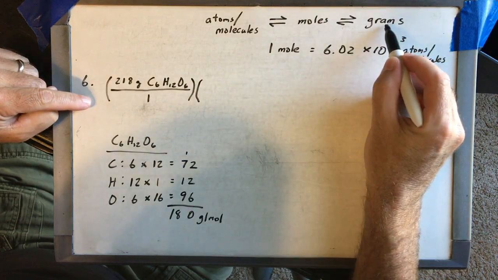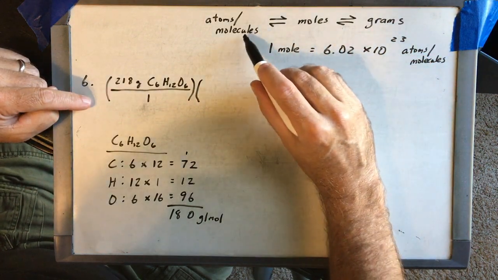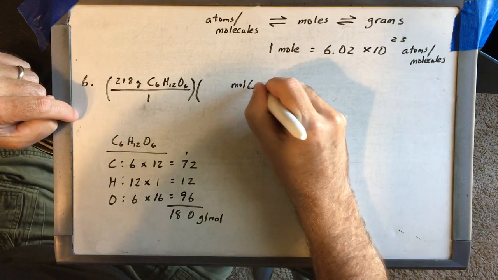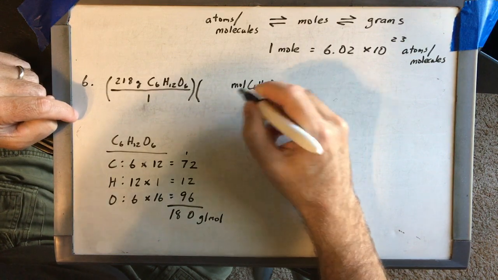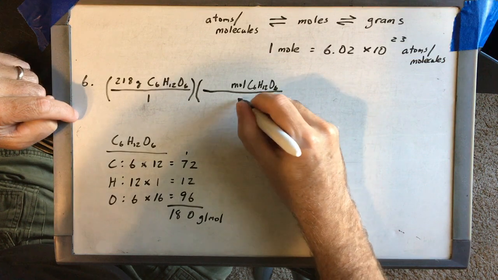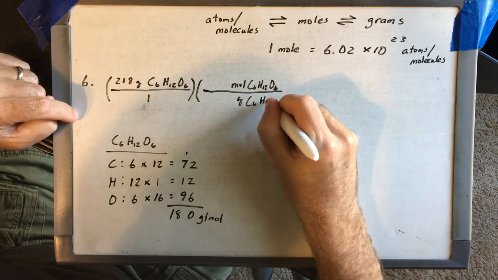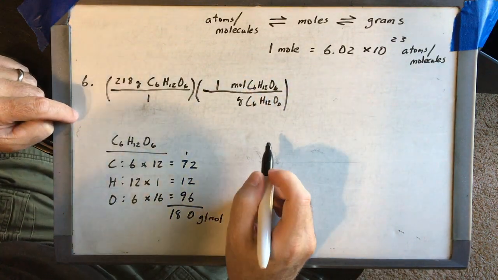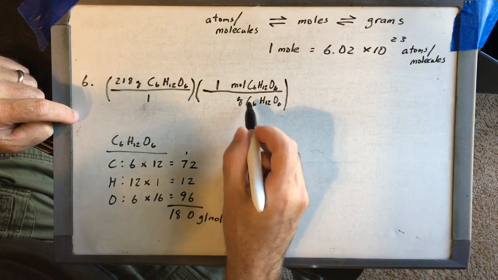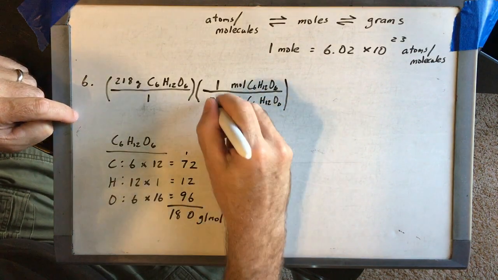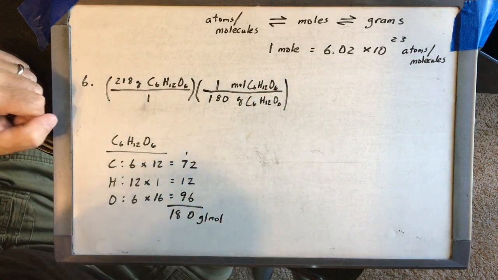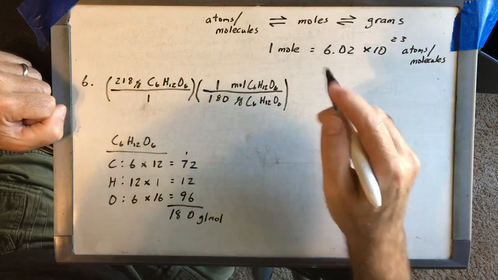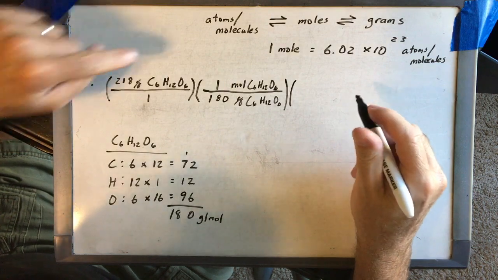All right, so we're going back to the problem. We are at grams. We need to go to moles first before we can go to molecules. So let's put moles of C6H12O6 on top. We're getting rid of grams of C6H12O6. The 1 always goes by the mole. How many grams of glucose is in 1 mole? Well, you just figured it out. It's 180. So now we are at moles. Grams have canceled out. Now we can go to molecules.